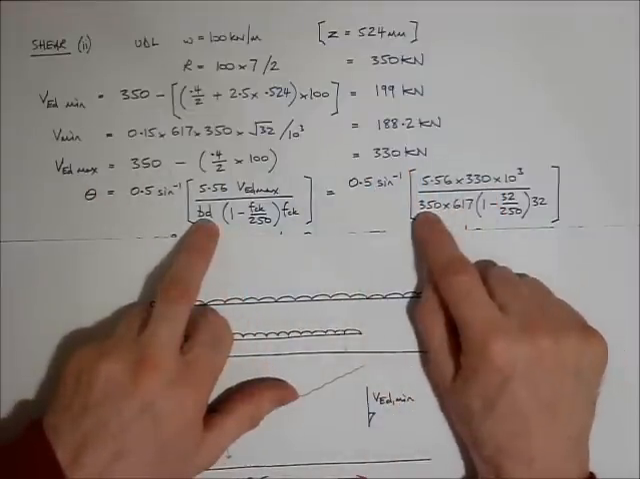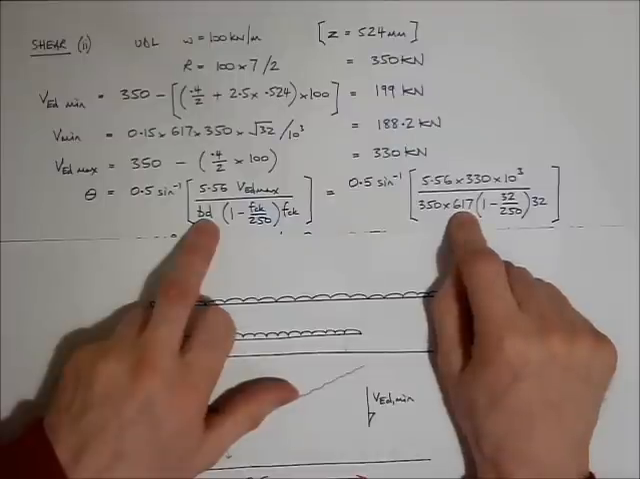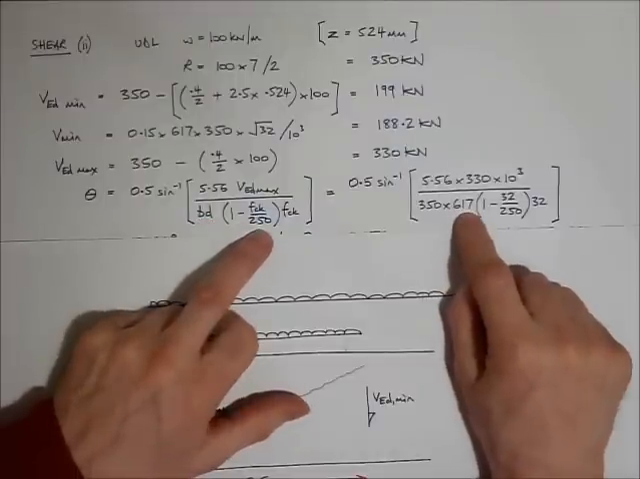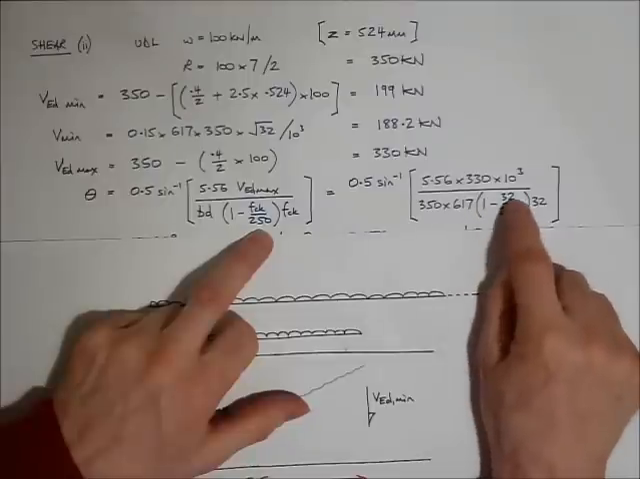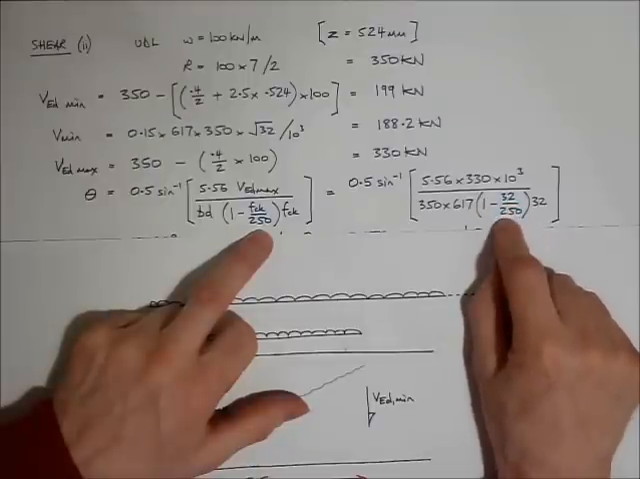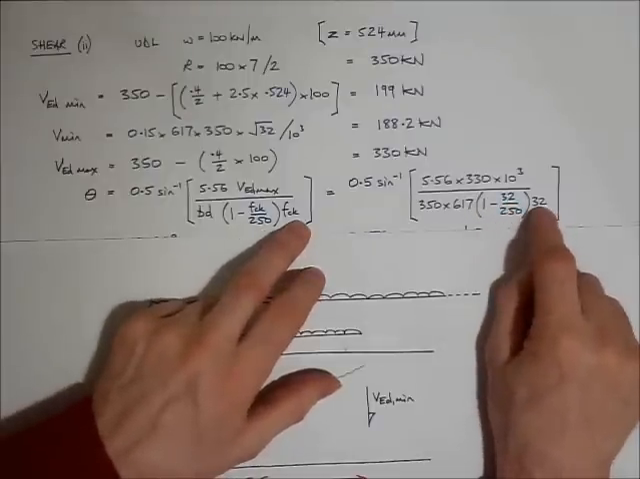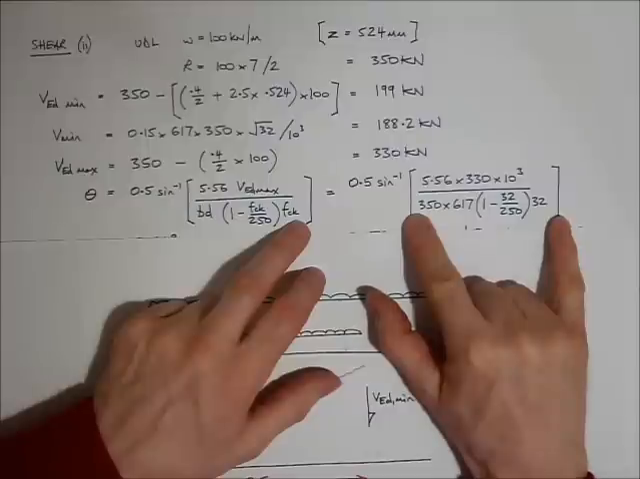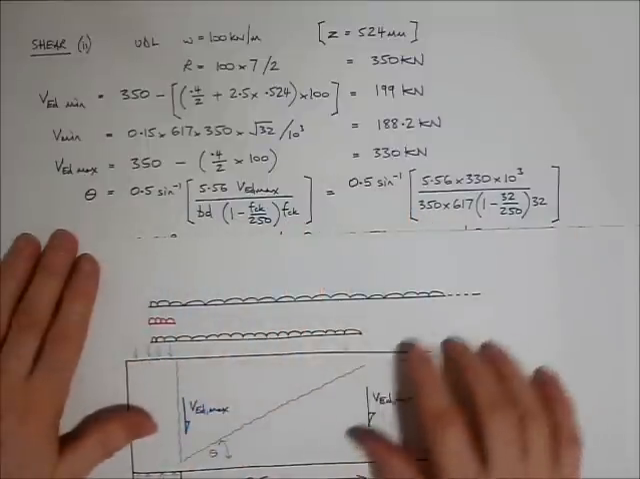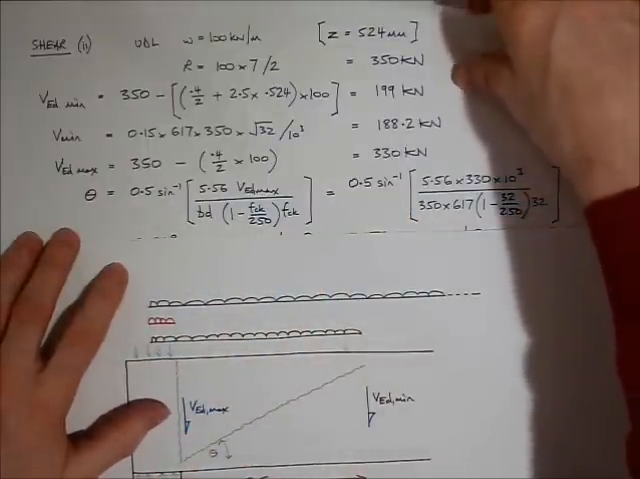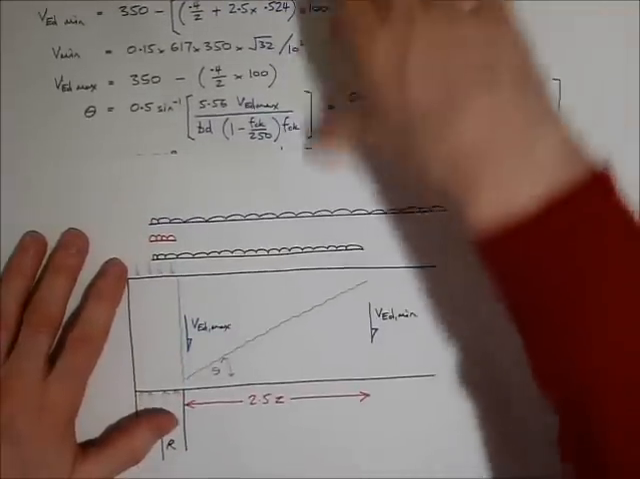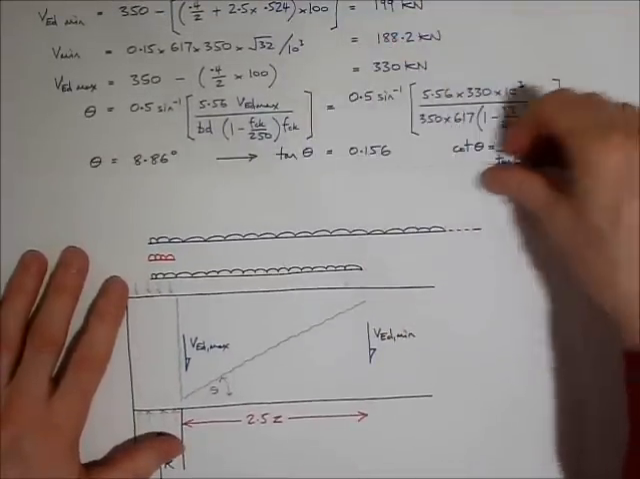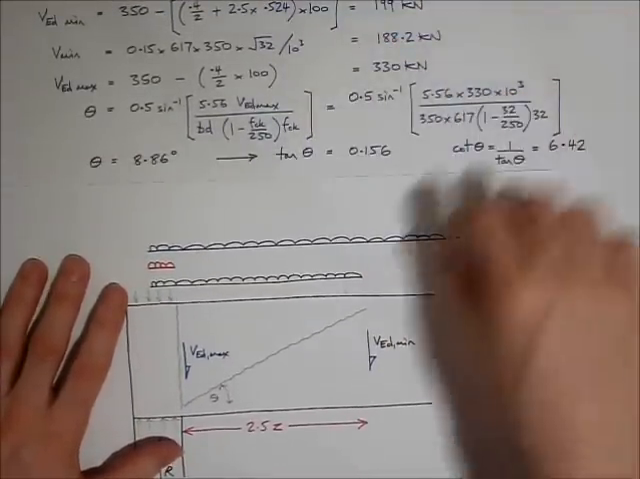BD, the width of the section, effective depth of the section, 1 minus FCK over 250, so 1 minus FCK is 32 divided by 250 times FCK. Keep the brackets around this lot before you hit the sine to the minus 1 button on your calculator. And for us, that gives us a value of theta of 8.86 degrees.